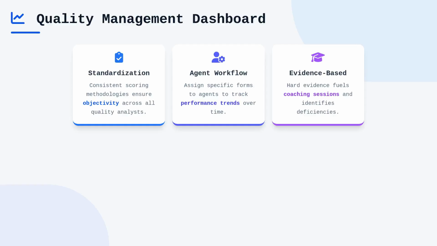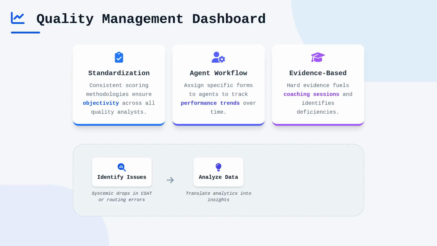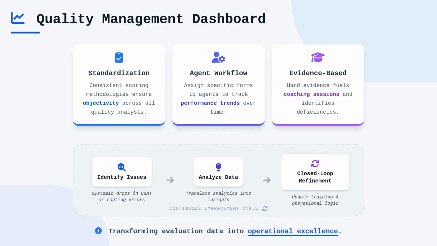This objectivity is essential when using data to inform agent coaching sessions, as it provides hard evidence of performance improvements or deficiencies. When you track these scores over time within the dashboard, you can identify systemic issues, such as a drop in customer satisfaction metrics after the introduction of a new product or a change in routing logic. Using these analytics effectively creates a closed-loop system where evaluation data directly influences future training modules and operational refinements.